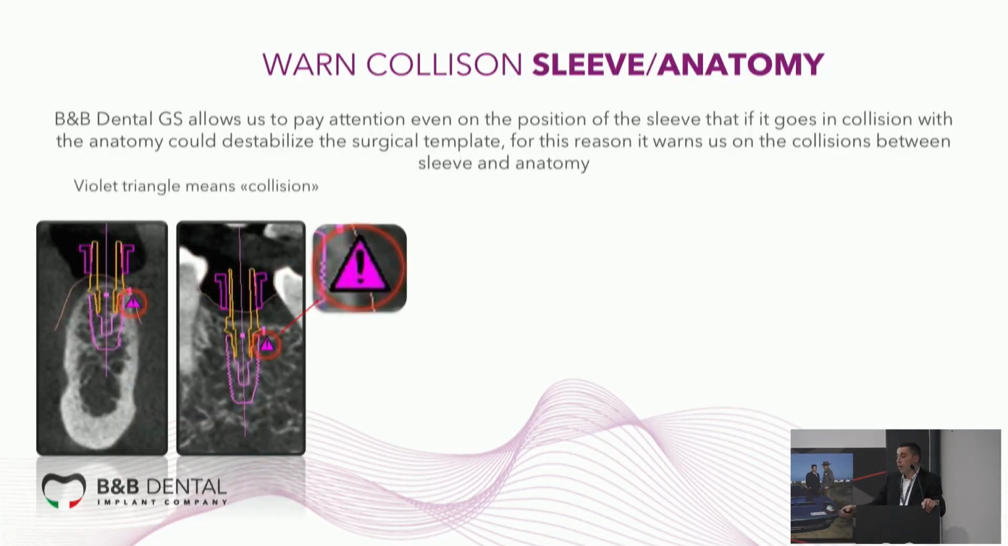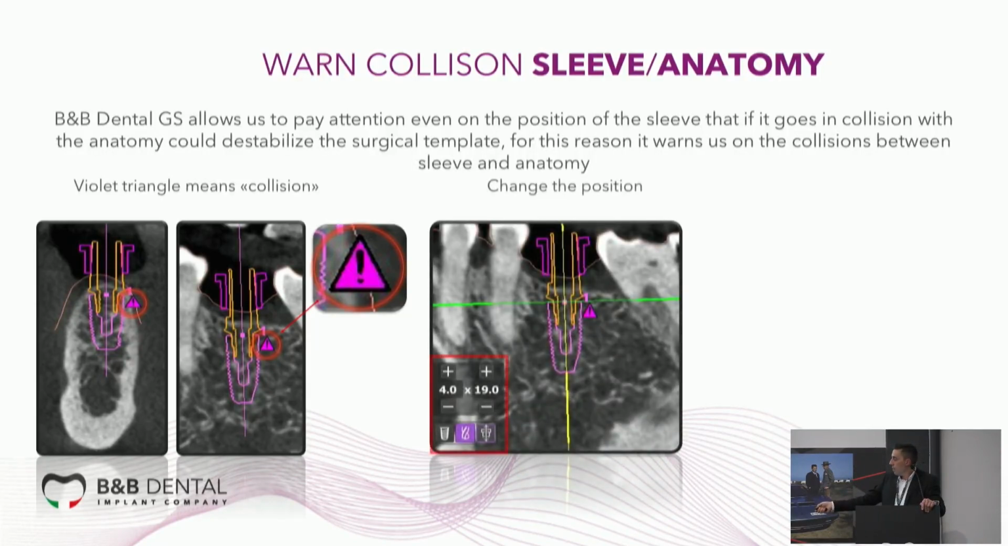Violet triangle doesn't mean too close, but means collision. So if the sleeve goes in collision with the anatomy, the software warns you on the collision. Half millimeter is not a problem, 1 millimeter is not a problem. If the collision exceeds 1.5 millimeter, you have to move up the sleeve.